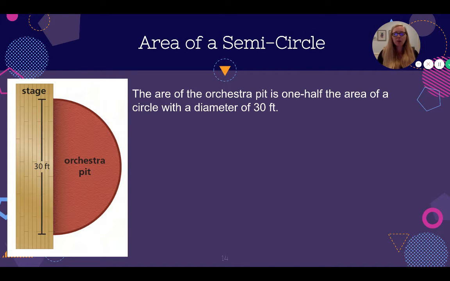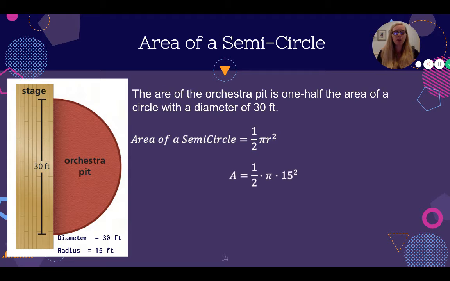Our diagram shows a stage with an orchestra pit, and the orchestra pit is in the shape of a semicircle, half of a circle, with a diameter of 30 feet. That tells us that our radius would then be 15 feet. So our area of a semicircle is going to be 1/2 times pi times our radius squared, or 1/2 times 3.14 times 15 squared. Okay, that's what I need you to have written down on your paper.